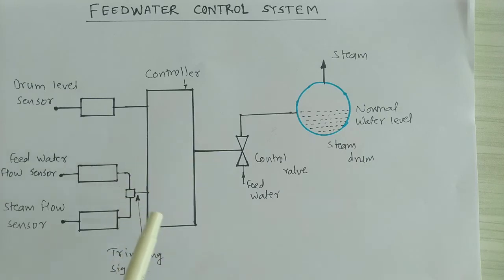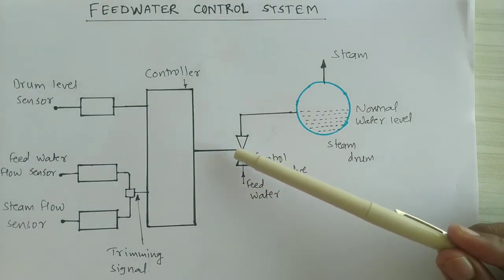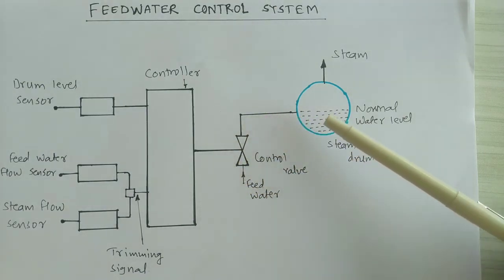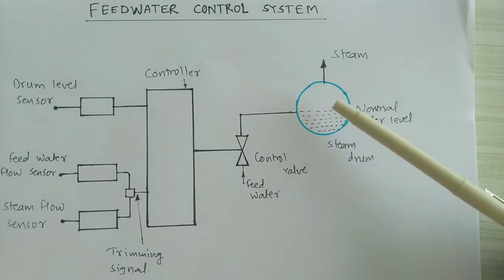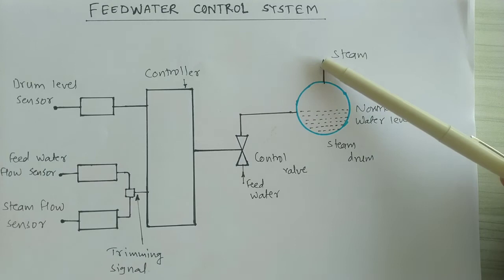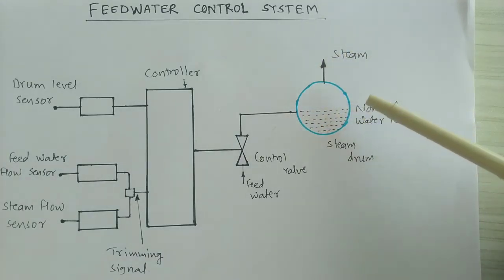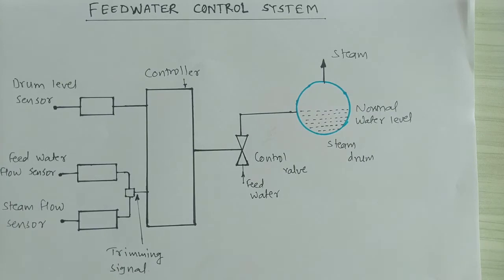Here the controlling action is done, and then it gives the signal to the control valve. From here the feed water is coming inside, and the signal is given to the control valve, and then it proceeds to feed the water to the drum. And finally here the steam is separated, and we get the steam which is sent to the superheater. And this is the normal water level. This is the arrangement of the feed water control system.